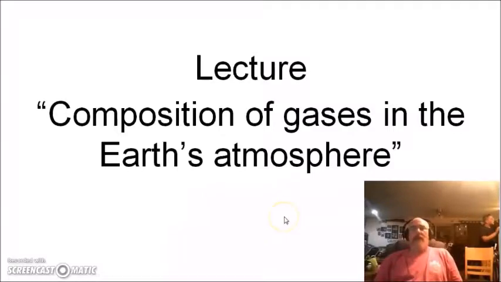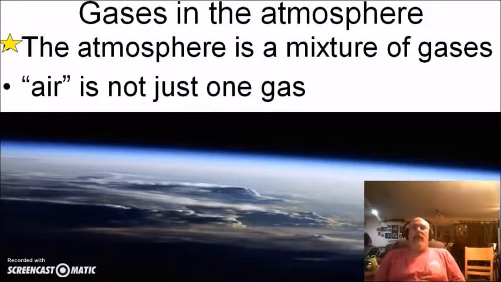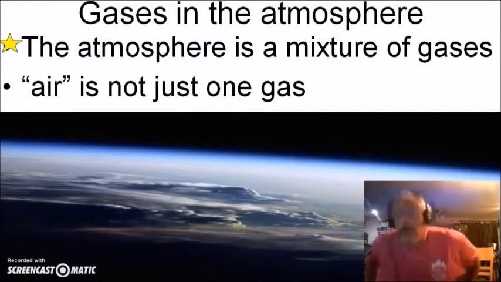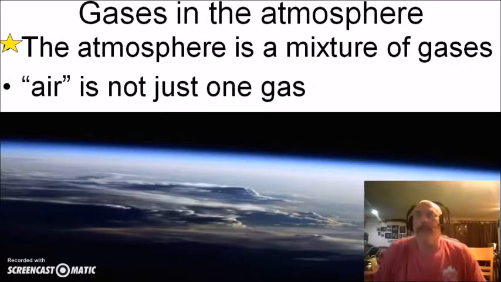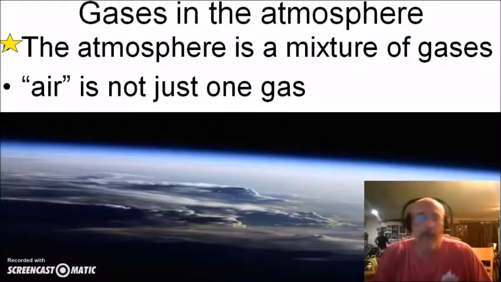Let's get started. Today, like I said, we're talking about the composition of gases in the Earth's atmosphere. And just to start, we need to have a definition of the gases in the atmosphere themselves. As you can see here, the atmosphere is just a mixture of gases. Air is not just one gas. If you go to the periodic table, you're not going to see an air element. It's a whole bunch of different gases.